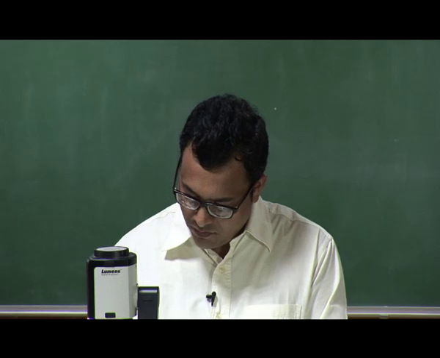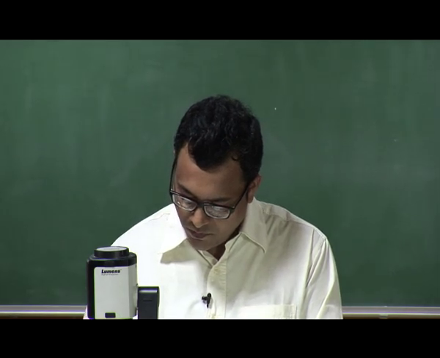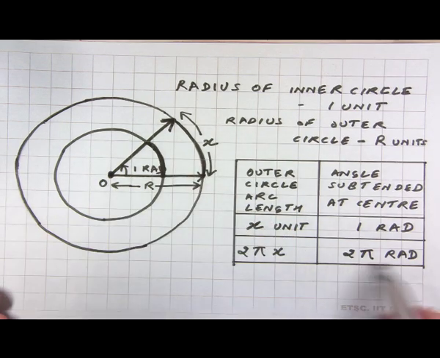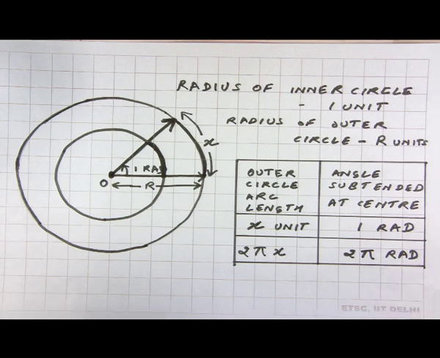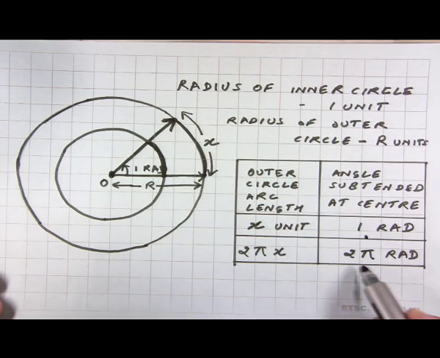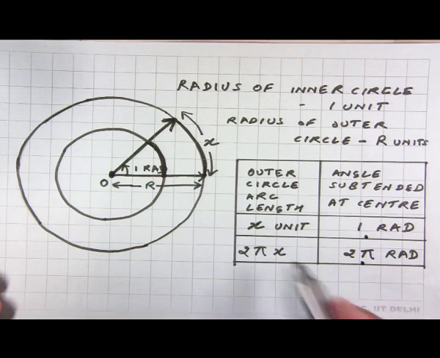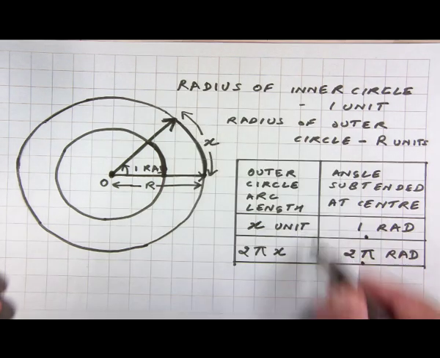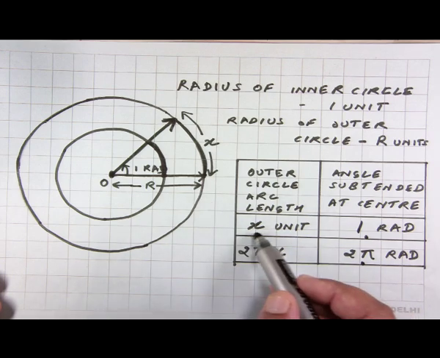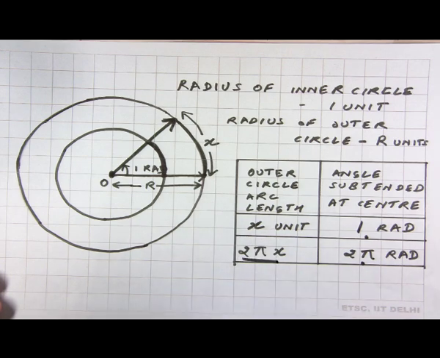So, this is one complete revolution. So, if the angle subtended by an arc at the center is 2 pi radians, that corresponds to 1 revolution. So, if you increase the angle subtended by the arc from 1 radian to 2 pi radians, which is one complete revolution, then the arc length should also increase in the same ratio, which is that since here you are increasing the angle by 2 pi times, the arc length should increase from x to 2 pi x.